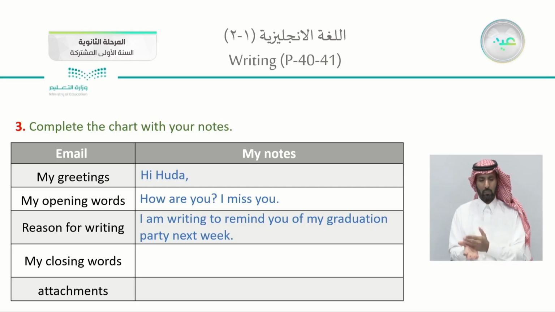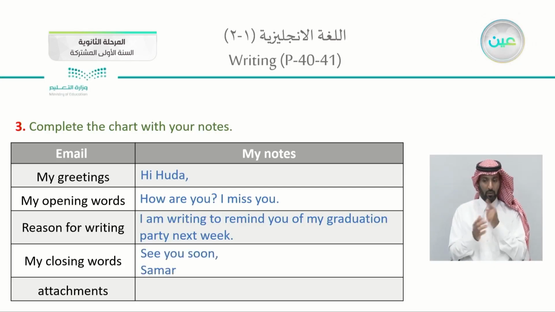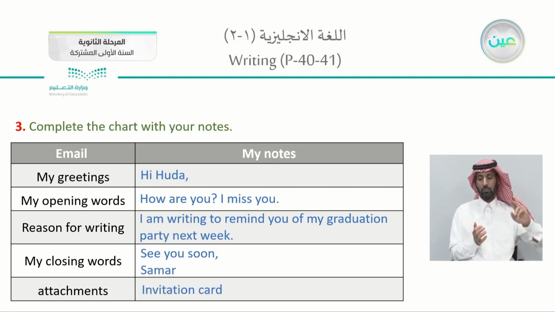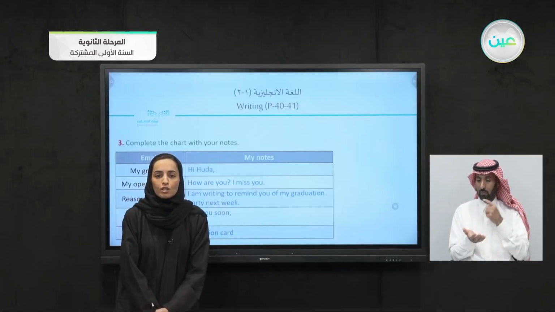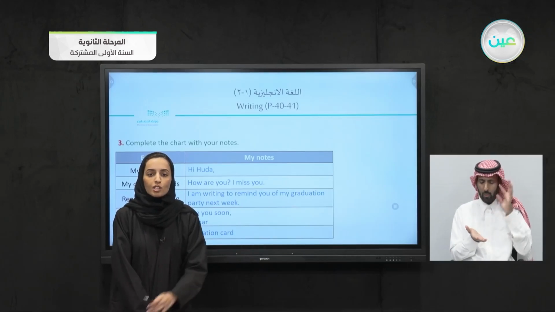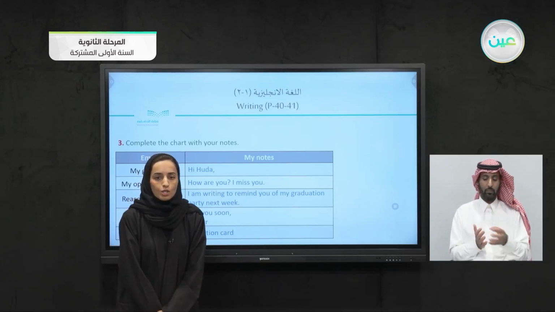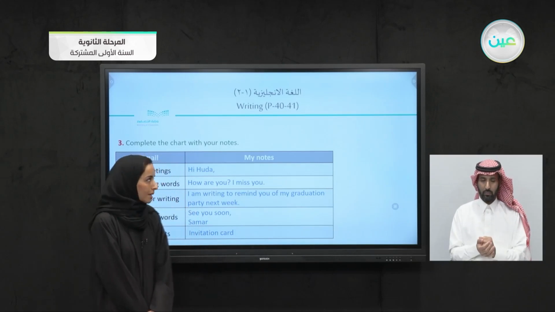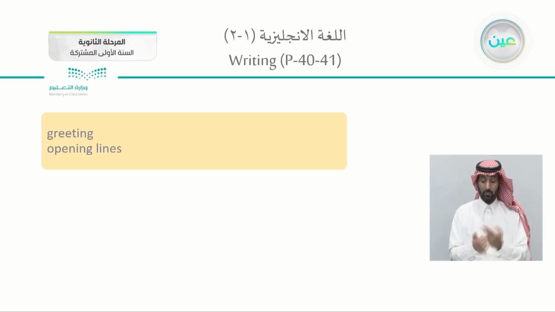Next, my closing words. By the end I will say, see you soon, and I will sign with the name for Summer. We're writing it for Summer. Attachment, invitation card. I will attach or add my invitation card. Think about any invitation or any occasion that you will add something to the email.